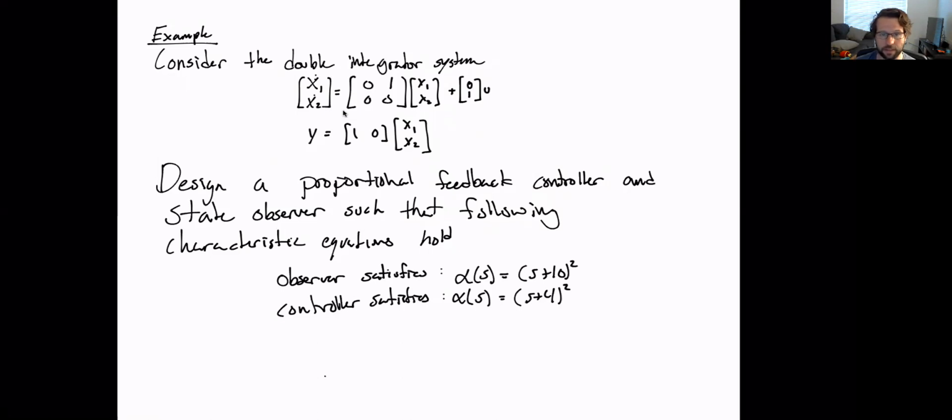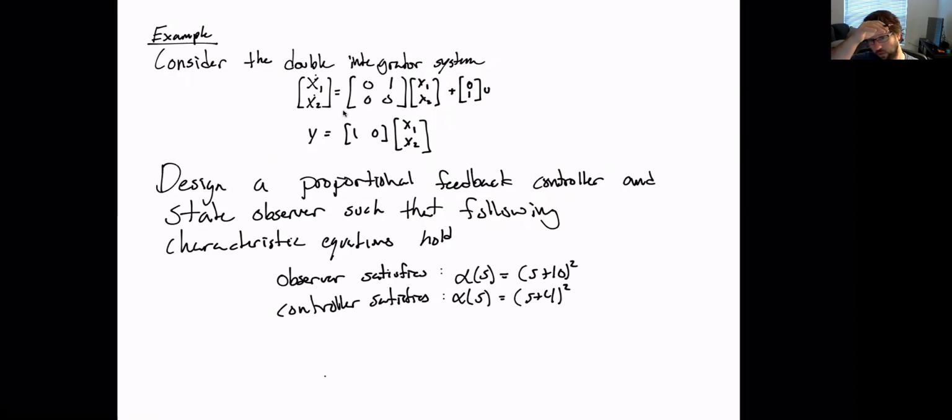Namely, we want the observer to satisfy a characteristic equation equal to (s plus 10) squared. That would basically be putting the eigenvalues of our observer at -10, which means that it will converge exponentially fast, like e to the -10 times t. And like I mentioned before, we want the controller to converge slower than the estimate. We want to make sure that we're not converging to a place where our state's not. That's why we want the observer to converge faster than the controller.